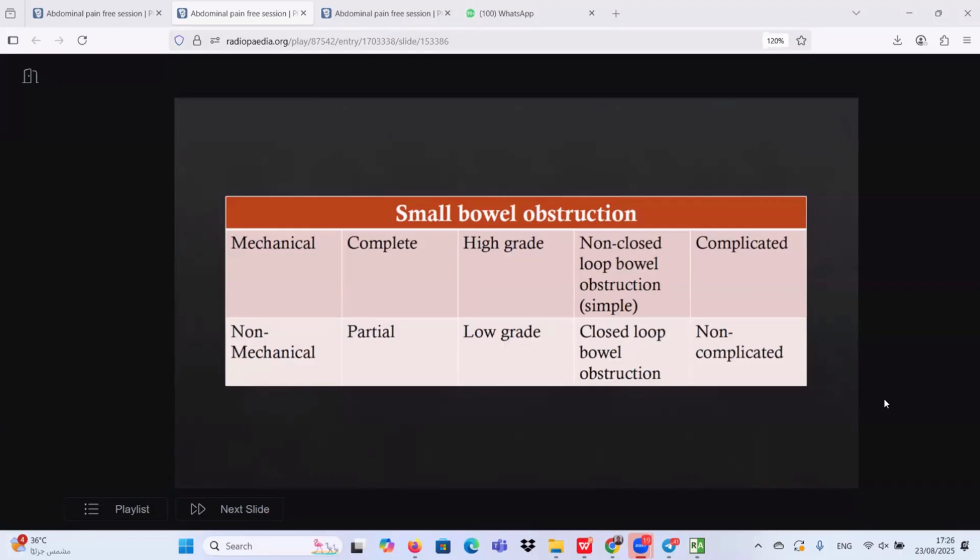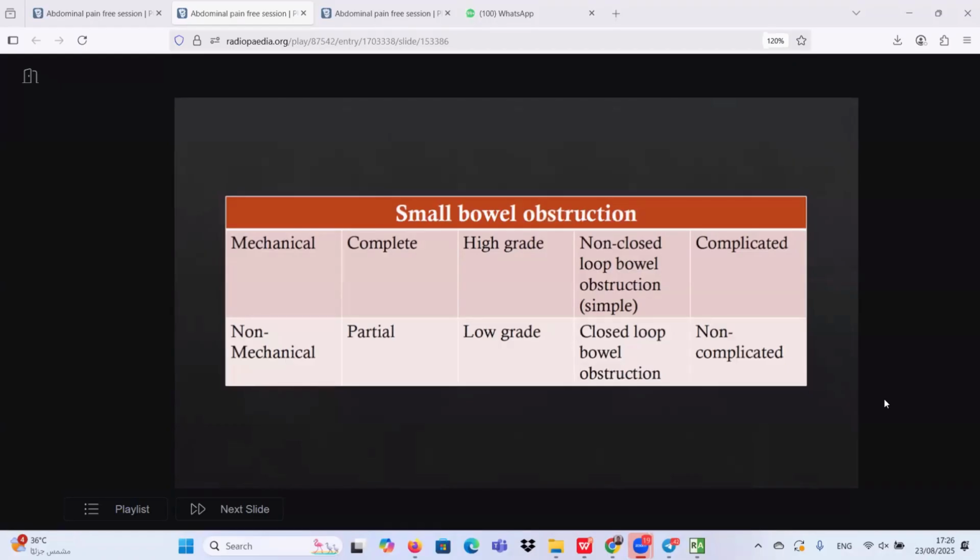We also have small bowel obstruction classified into complete or partial. Partial if the enteric fluids or enteric contents can bypass the obstruction. We have high grade and low grade. Take care of this one. High grade small bowel obstruction and low grade small bowel obstruction. High grade if we have a small bowel feces sign and ascites, and low grade if we don't have any of these signs. We will see in the next case.